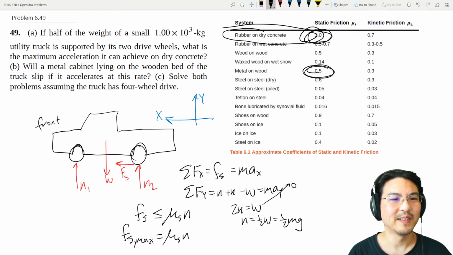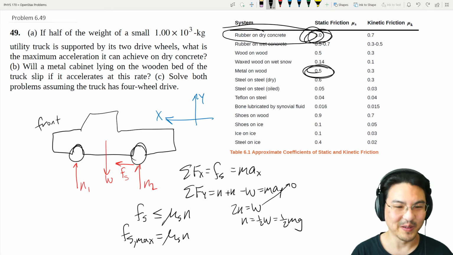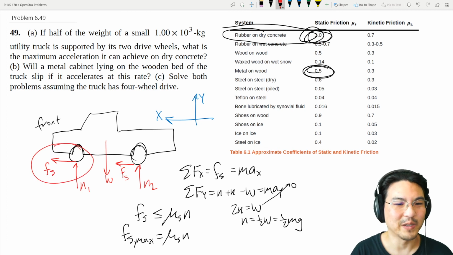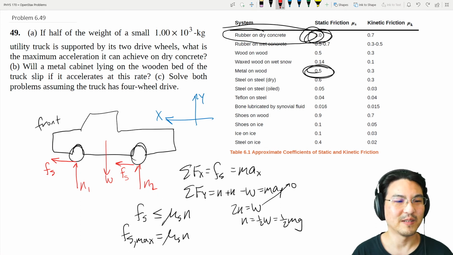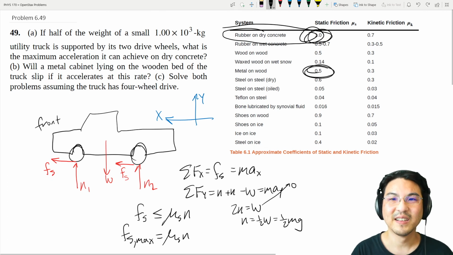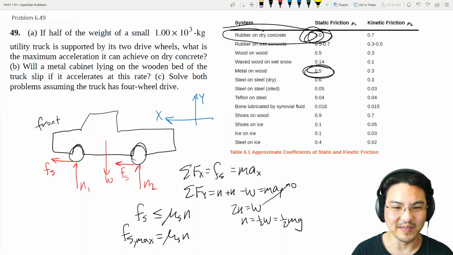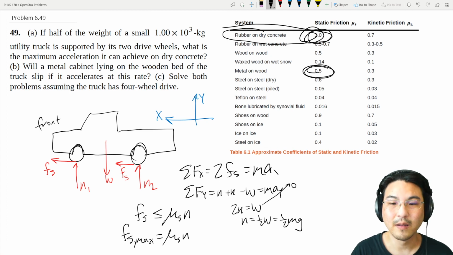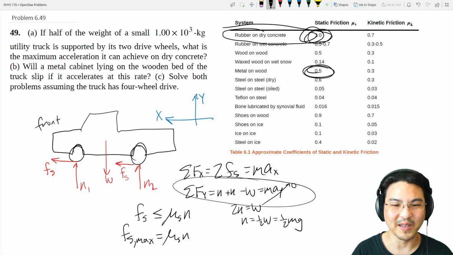Okay, now part C. If you have 4-wheel drive, can I just recycle my free body diagram here? The only difference now is there's going to be friction here as well. Right, the front wheels and the rear wheels both have a driving force. So then it looks like this. So when we write out Newton's second law, there are 2 of them. So 2 Fs. And then in the y direction, everything is the same.